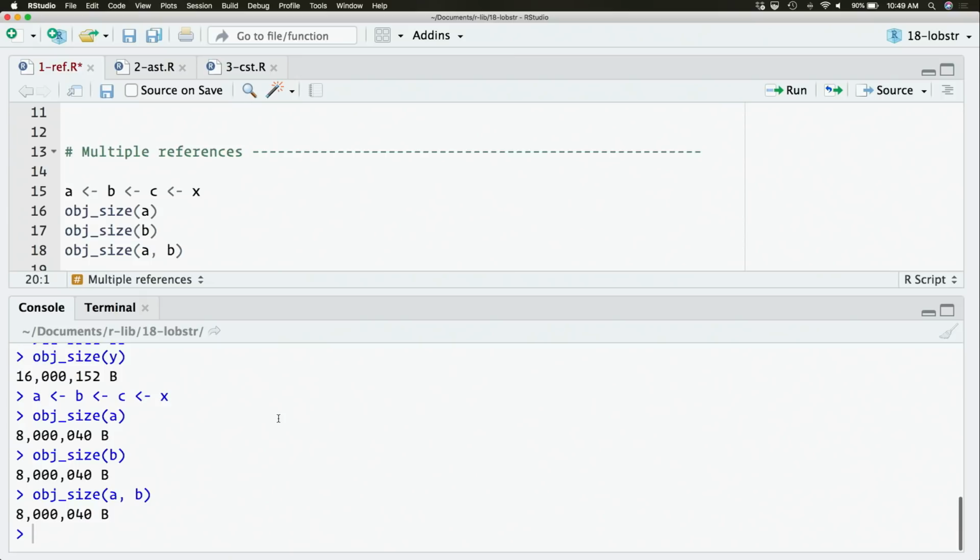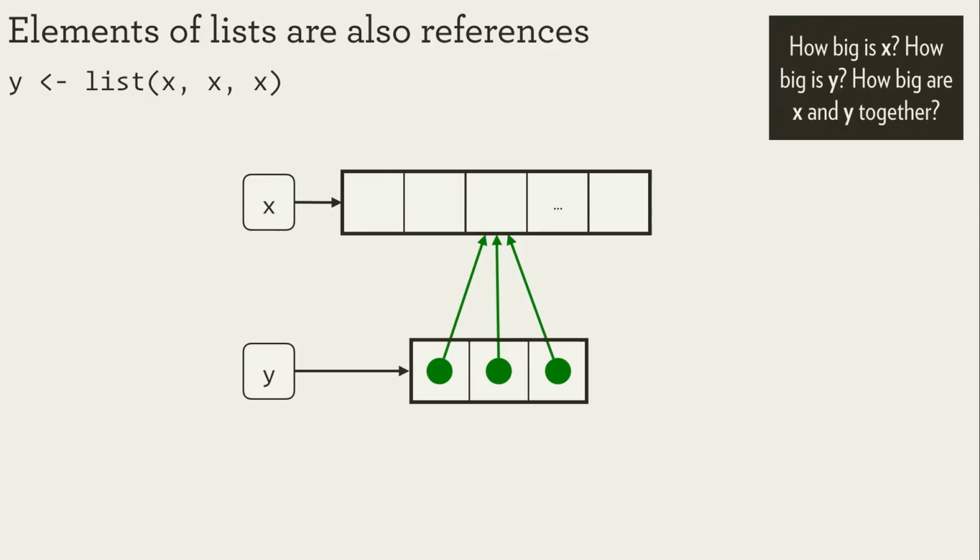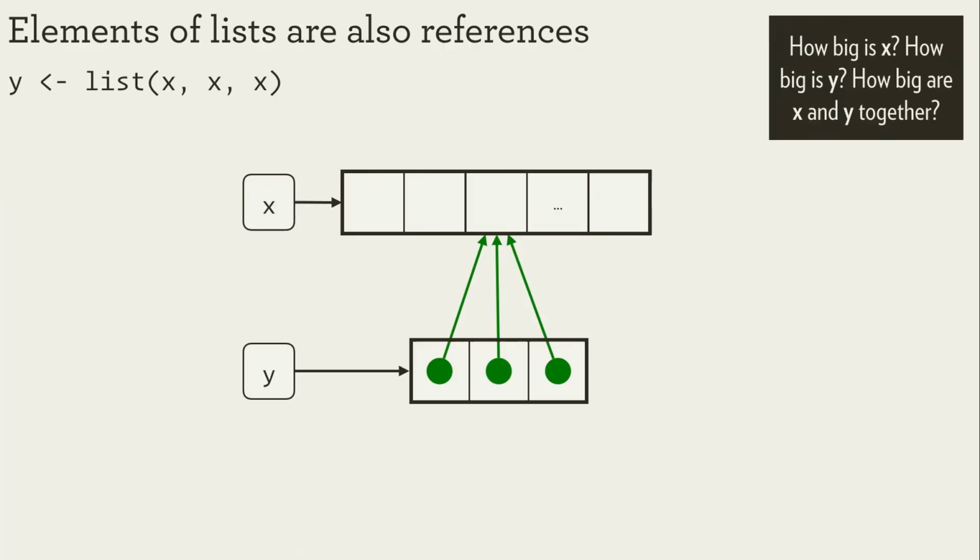Okay, so you can have multiple names referencing the same value. And that's also true of lists. When you create a list, R does not copy all of the things into that list, it just references them where they lie. So now when we ask how big is X, that's about 8 megabytes. How big is Y? That's also about 8 megabytes.